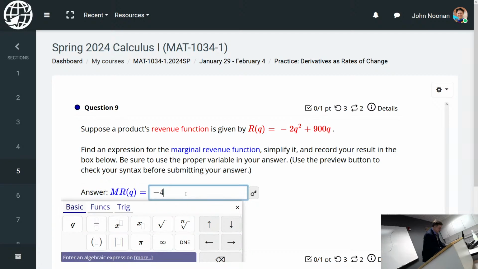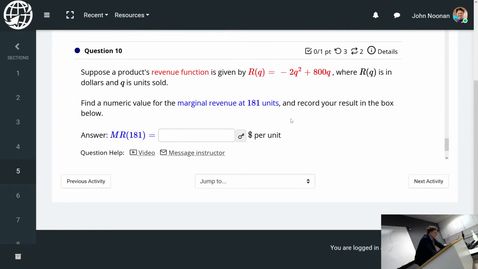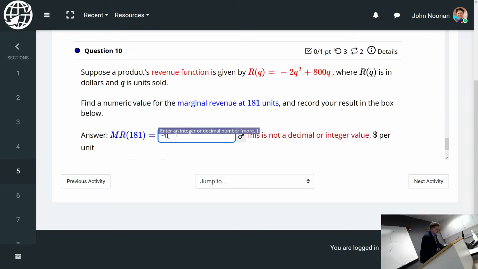So negative 4q plus 900. Oh, I just hit enter. Did I get it right? Yeah, I got it right. Yeah, so that's it. Marginal revenue, that's it. Wow. And then this one, it's like, what's the marginal revenue at that point? So you would do that negative 4. Let's see, can I actually just type it in? I'm going to try this just for fun because I can experiment all I want. So negative 4 times, let's see, oh, it's not a decimal or integer. 181 plus 800. Okay, so apparently I actually have to do the math.